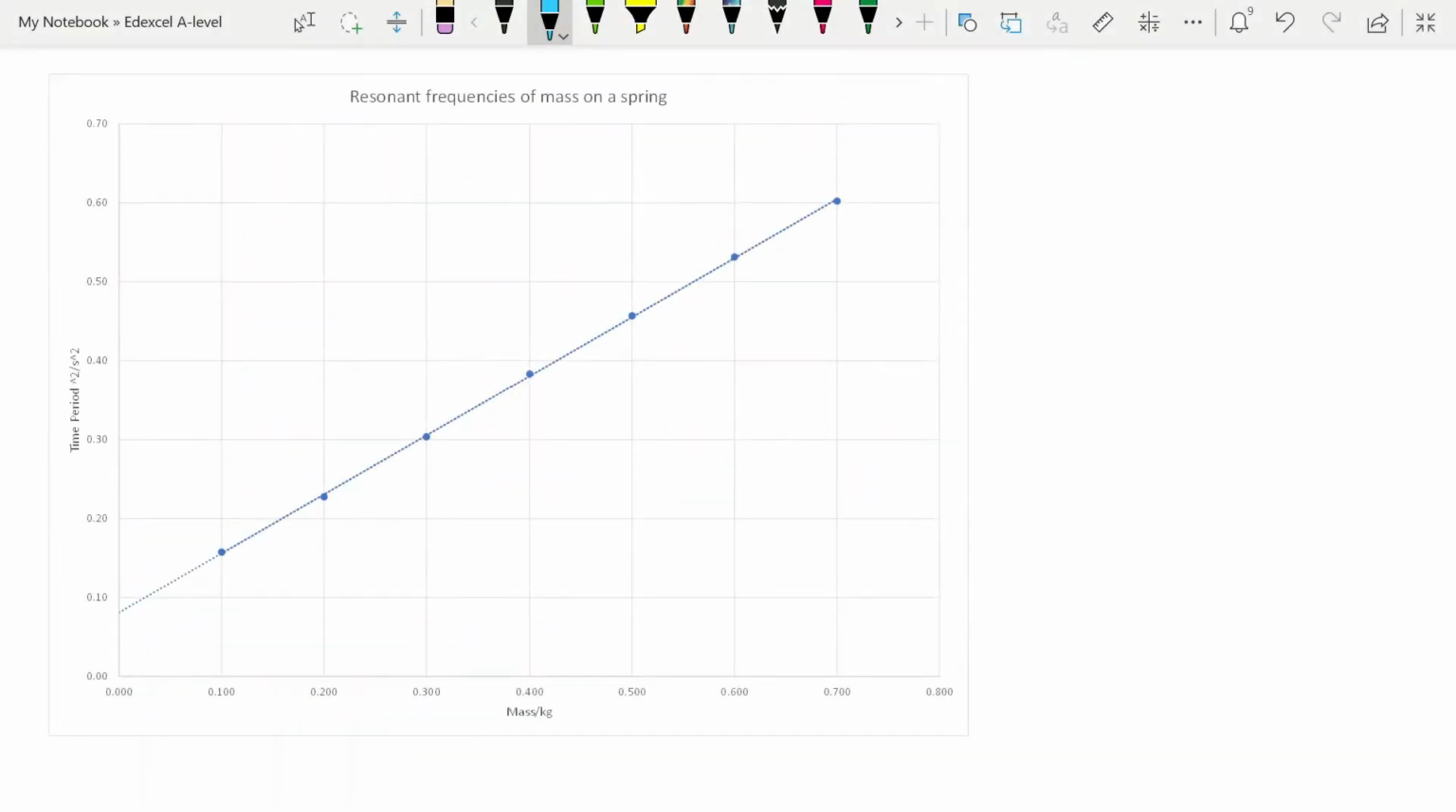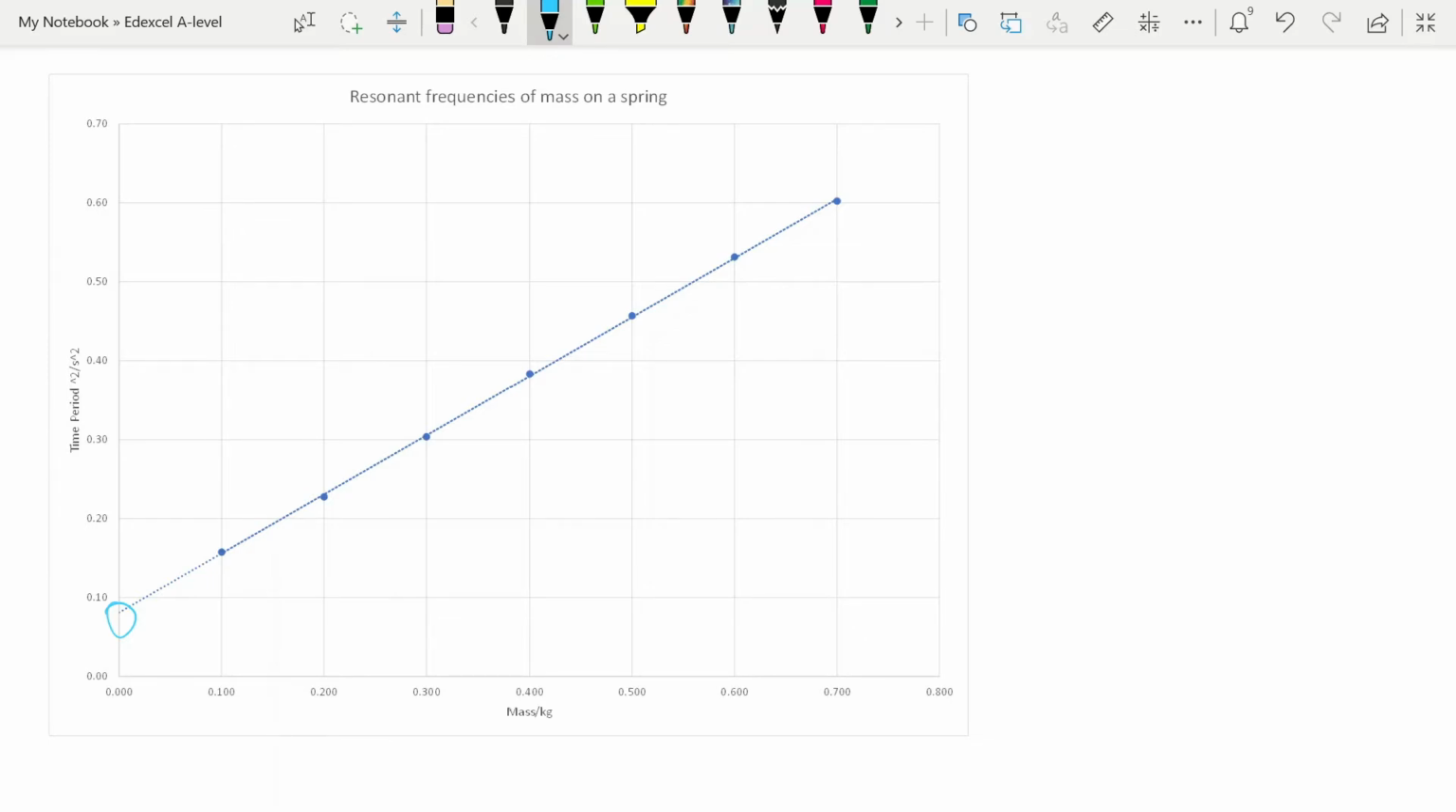And here's the graph of the data above. I've done it on Excel. It's probably better in this case to do it by hand, because you need to read off exact values on your scale. But here it is. You'll note that it does not go through the origin, so we clearly have some form of systematic error here. But it is a straight line.